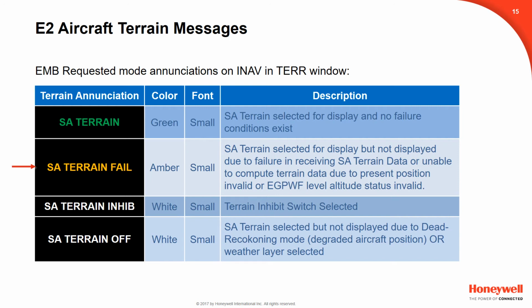SA terrain fail in amber, when SA terrain is selected for display but not displayed due to a failure in data or if the aircraft is unable to compute present position. SA terrain inhibit in white, which appears when the terrain inhibit button on the center pedestal is pressed. SA terrain off in white, which is shown when the SA terrain is selected but not displayed due to dead reckoning mode or when the weather layer has been selected.